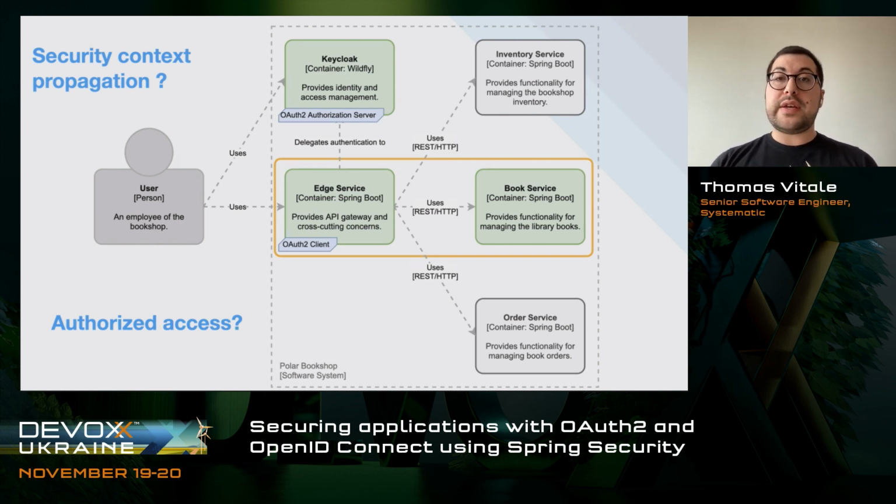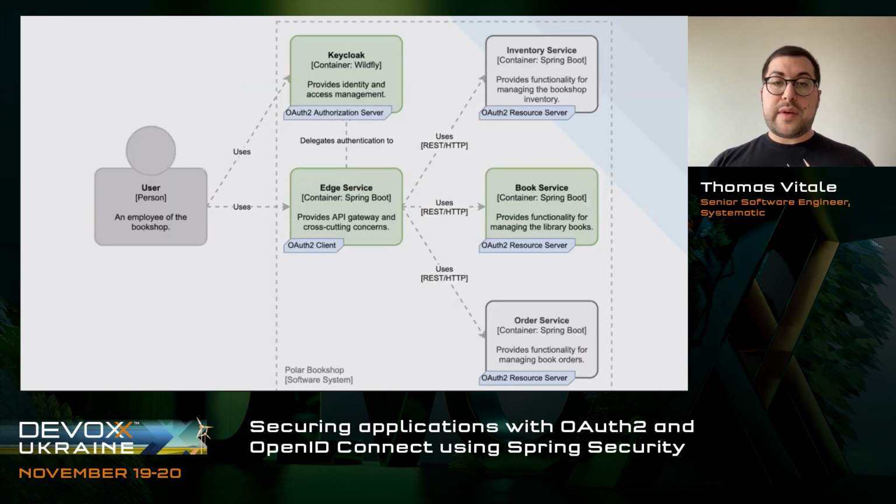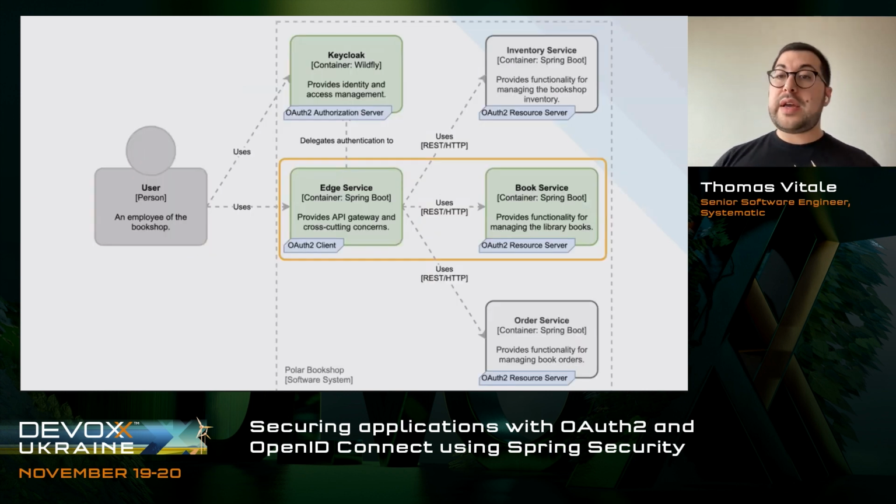And the answer to this is OAuth2. OAuth2 is an authorization framework that enables an application called a client to obtain limited access to a protected resource provided by another application that we call resource server. And it does that on behalf of the user. So the user authenticates with the client, and then the client accesses a resource server on behalf of the user. So in our example, we have Edge service, which is the client, and BookService, which is resource server.